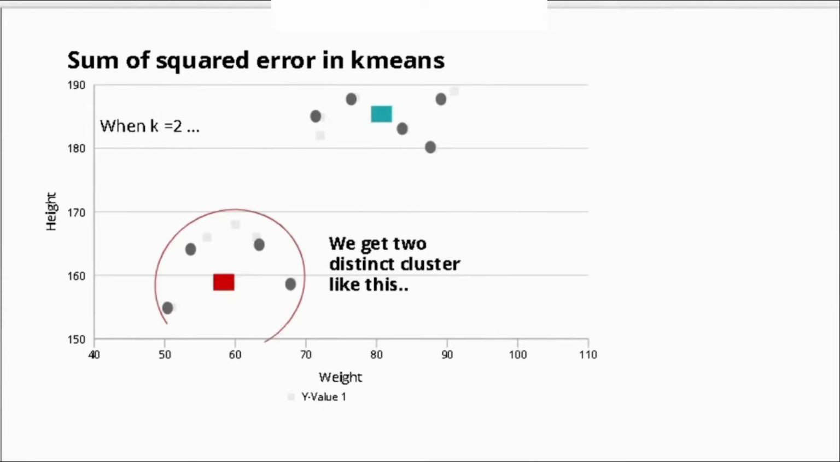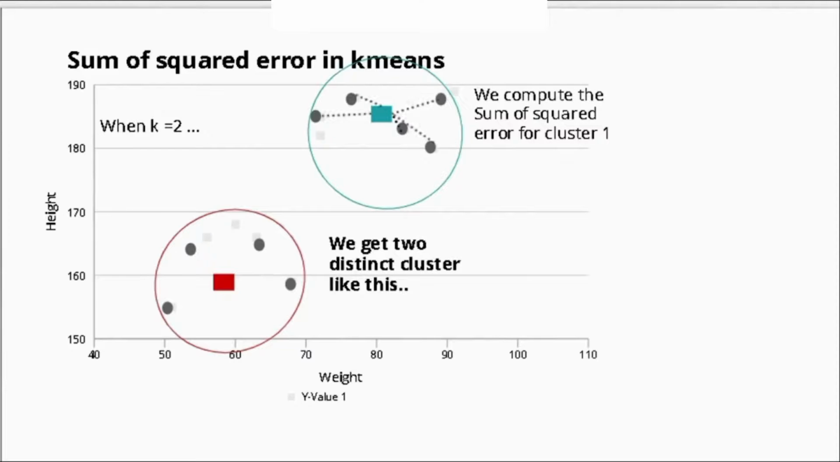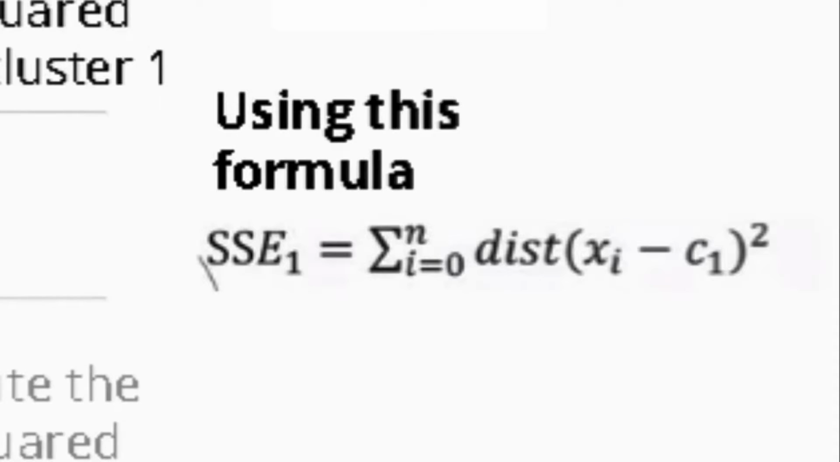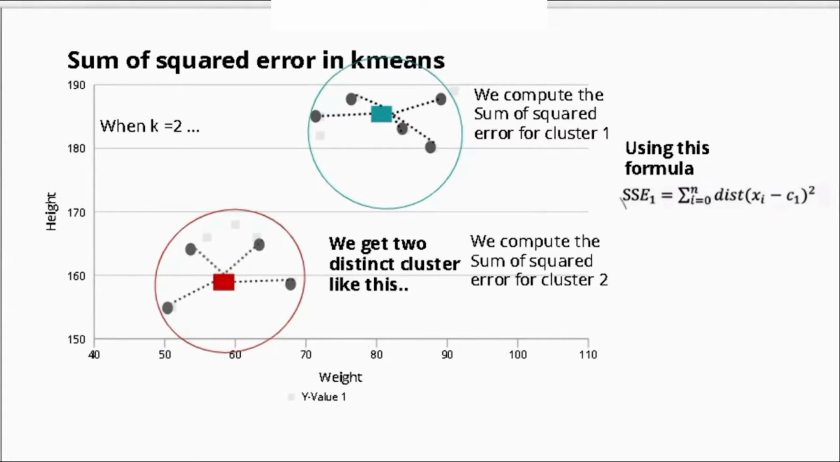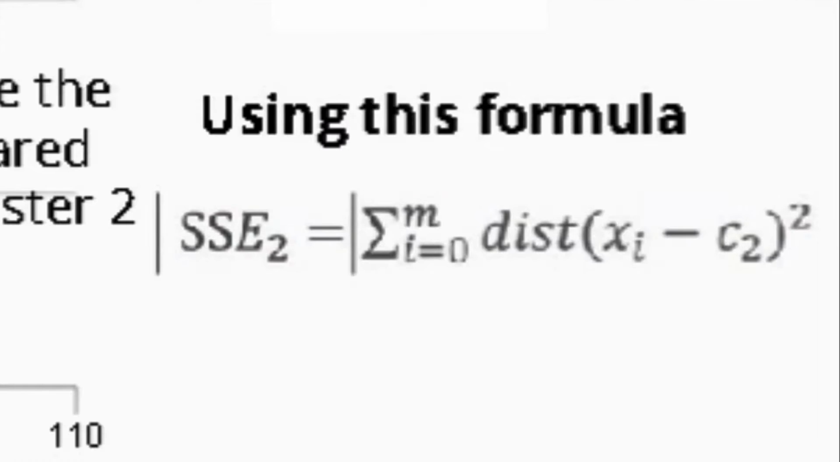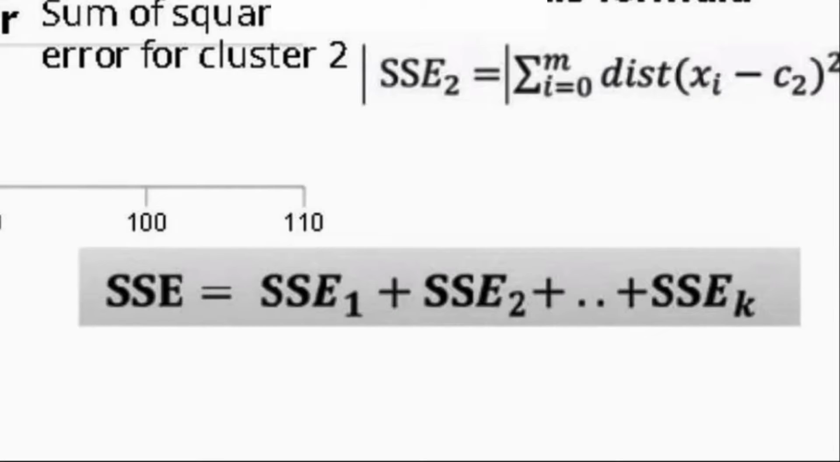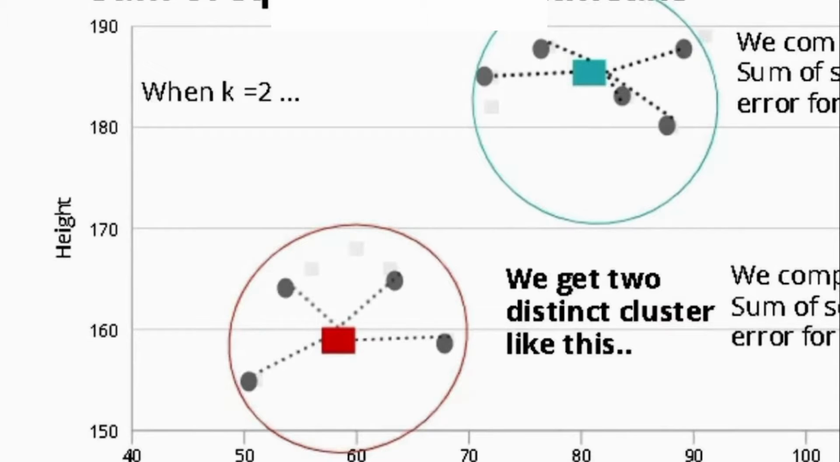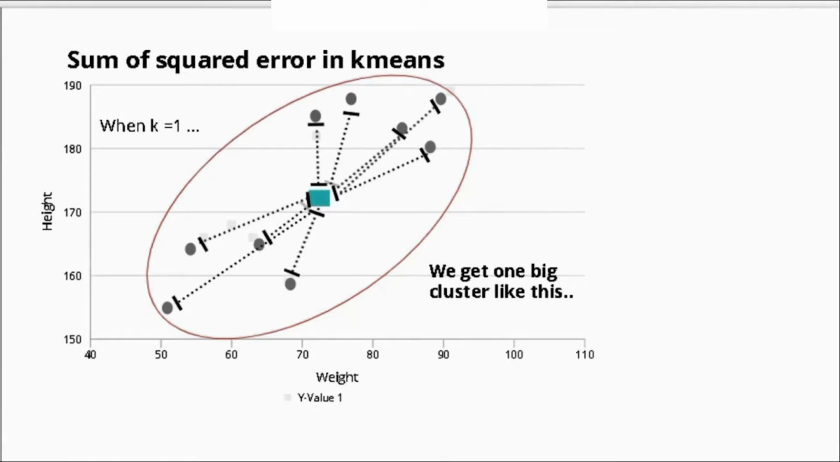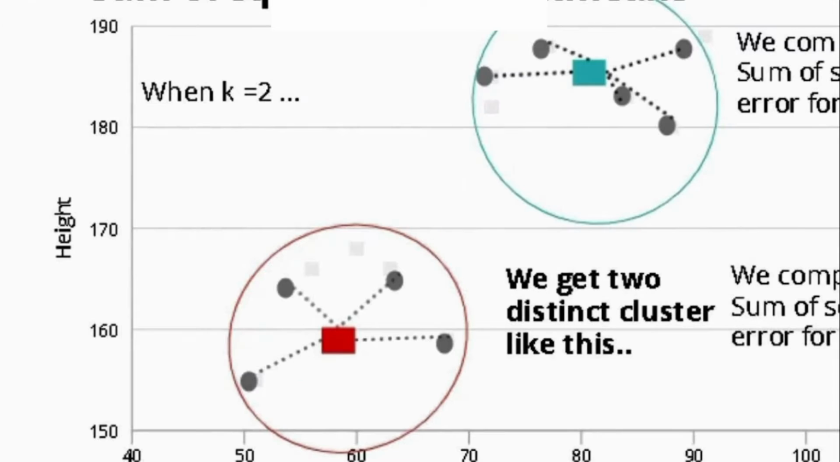So when k is equal to 2, we get two distinct clusters like this. We compute the sum of squared error for cluster 1 using this formula. Then we compute the sum of squared error for cluster 2 using this formula. Likewise, we derive the sum of squared error when k is equal to 1, then when k is equal to 2, when k is equal to 3, and so on. You can see the variance when k is equal to 2 is comparatively lower than the variance when k is equal to 1, as all the points are in close proximity to the cluster centroid.